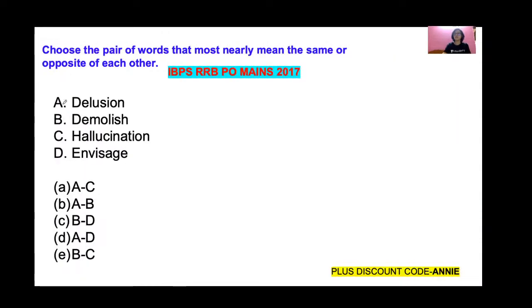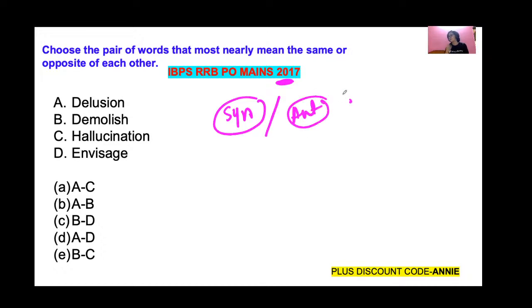Okay, next this question is from 2017, a very easy one, and these questions are must attempt questions. You should always attempt these questions. Okay, these are going to fetch you marks. Choose a pair of words that most nearly mean the same or opposite. The pair of words should be either synonyms or antonyms.